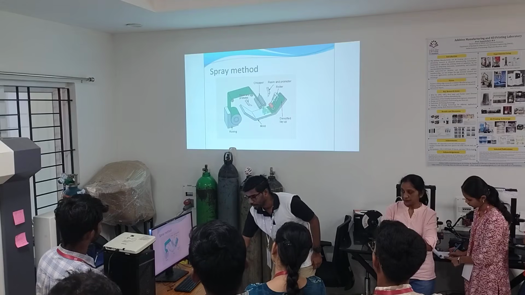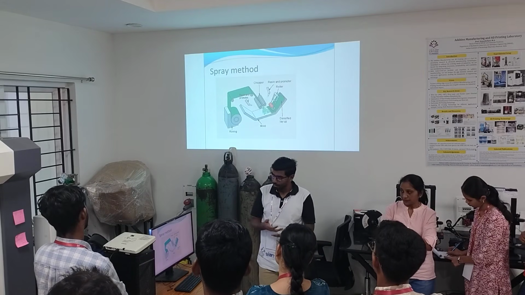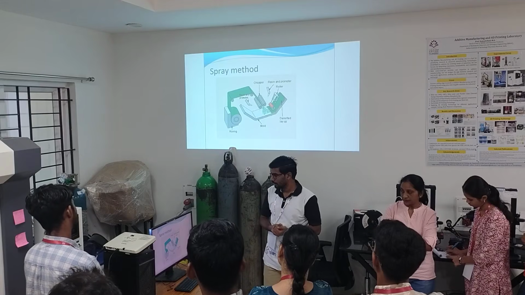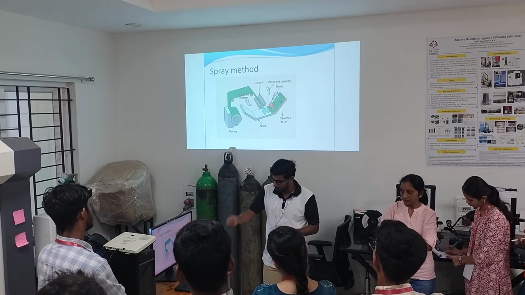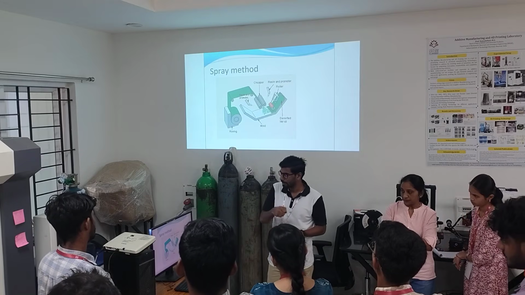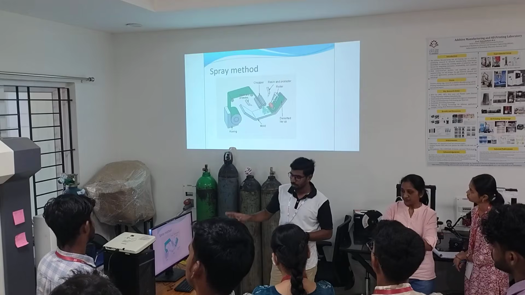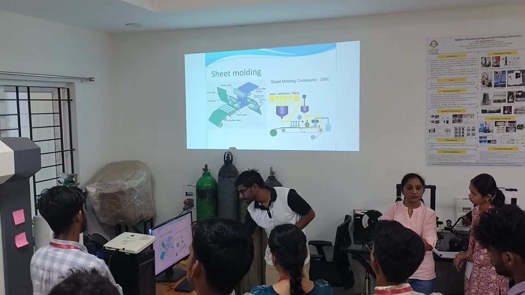Then the spray method. It is similar to the layup method, but the fibers are in the form of small chopped fibers, and they will be sprayed on the mold itself, and on that we place the roller and also the resin. So finally we get the part, and again here we don't have the limitation of size.